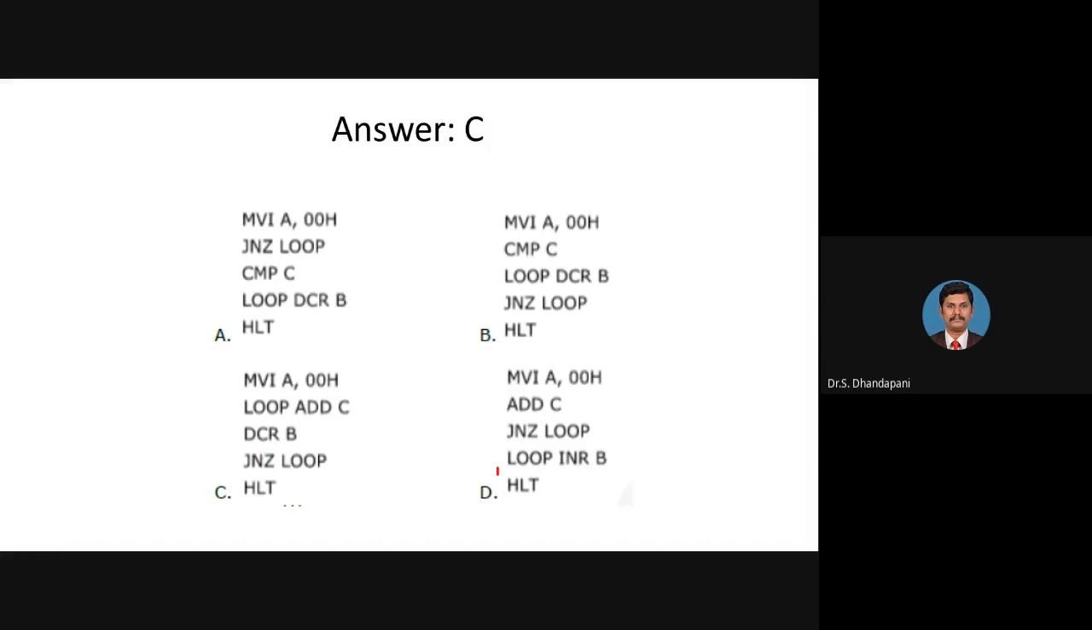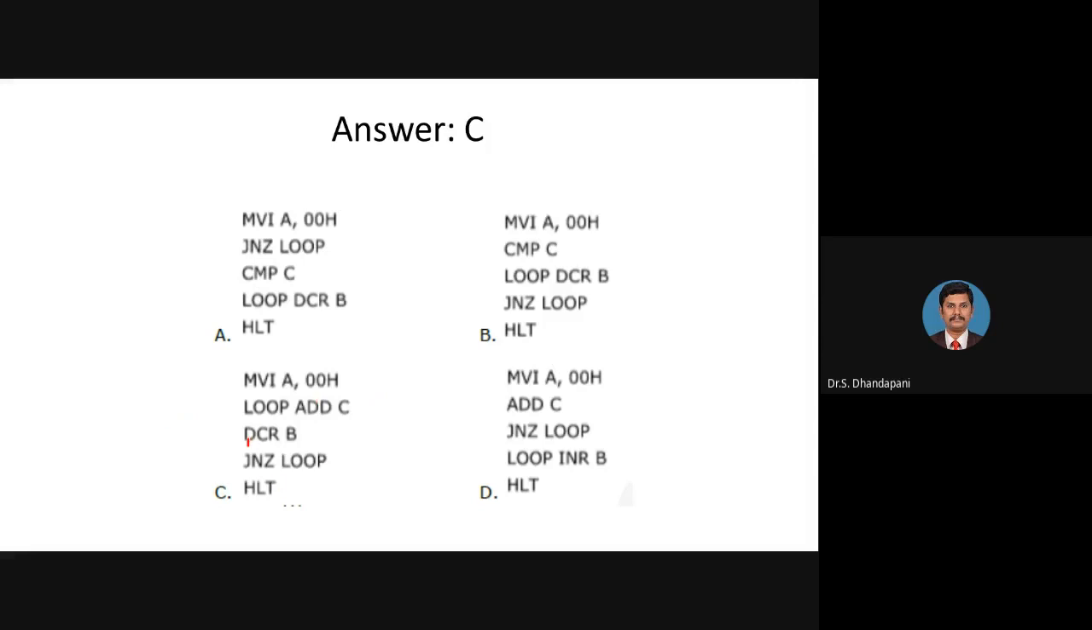Now we will see what is wrong in the last one. Here we are incrementing B, but actually B has to be decremented. Our objective is to add the value available in C, B number of times. For example, the value in C is 2 and the value in B is 5. That means I am adding the number 2 five times: 2 plus 2 plus 2 plus 2 plus 2. After completing 5 times, the answer will be 10. So this is the correct logic, very simple logic.